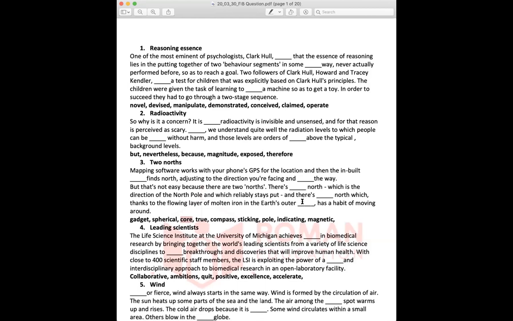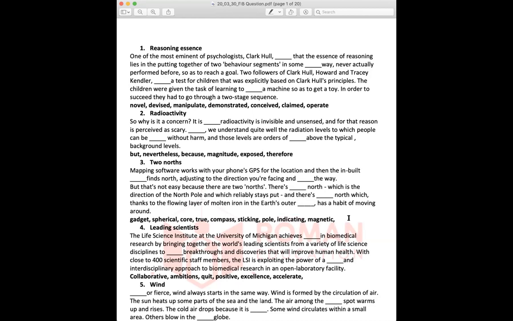So far, the only things I have done are core is gone from this option, and inbuilt compass has gone in that gap. I still have so many options left, so we'll go through these options one by one now. For the first one, and the way, I'll pick the word indicating.